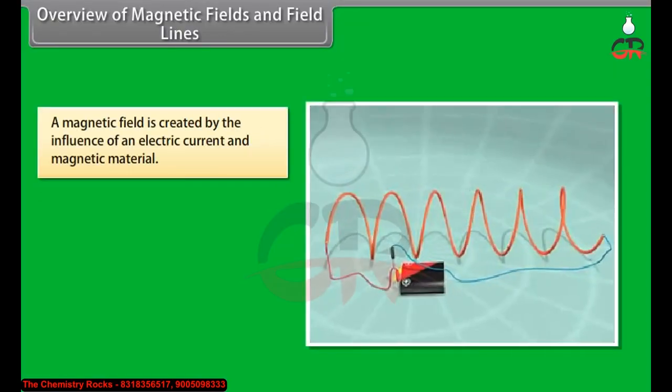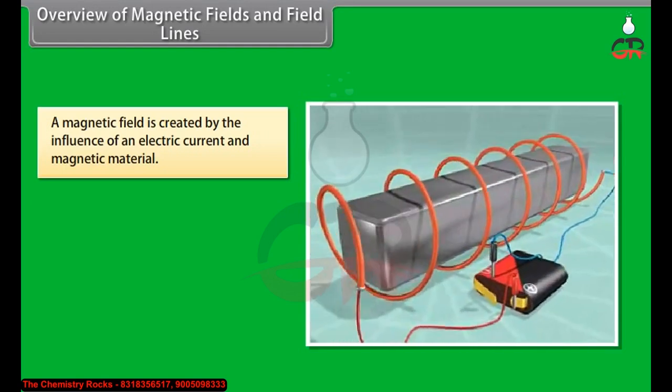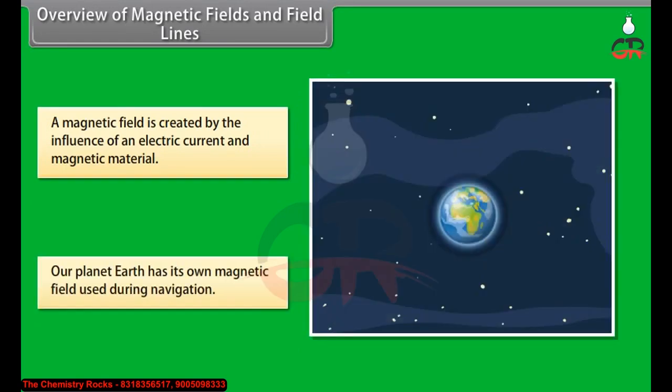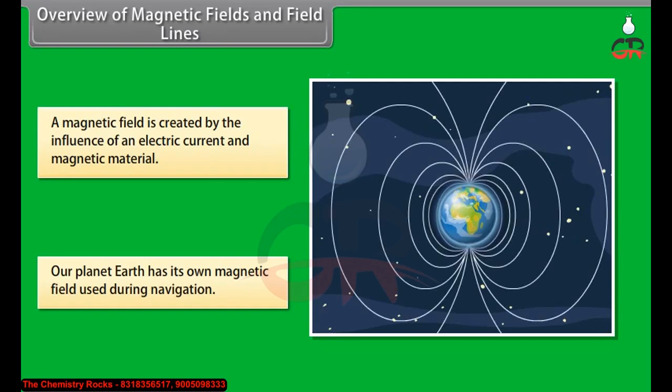A magnetic field is created by the magnetic influence of an electric current and magnetic material. Our planet Earth produces its own magnetic field, which is an important factor during navigation. Magnetic fields are also used in electric devices such as transformers.